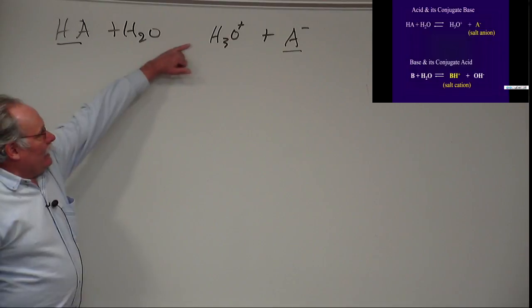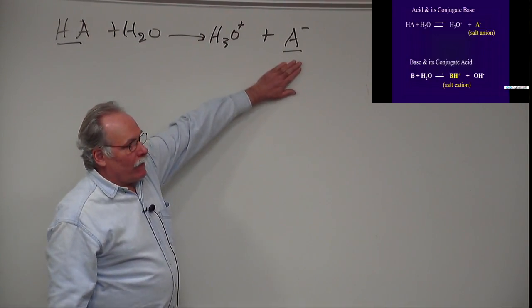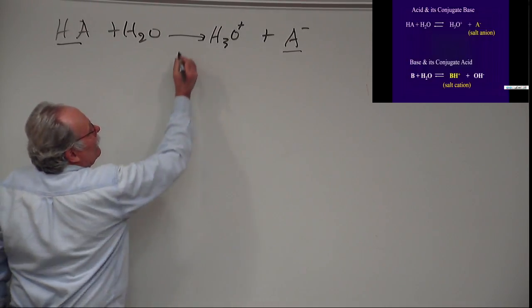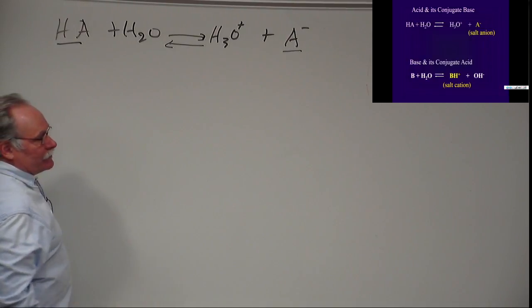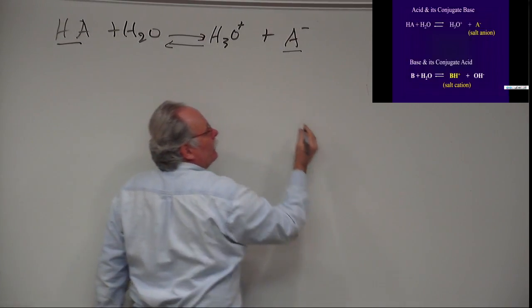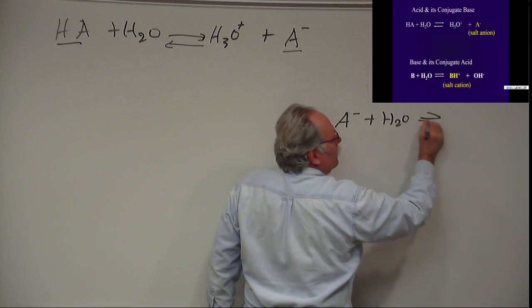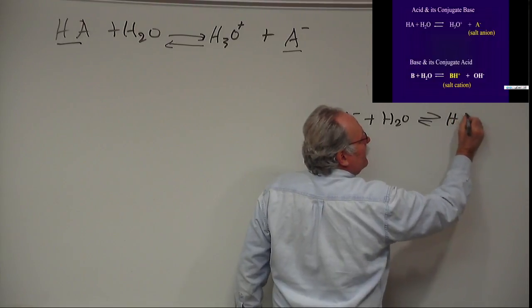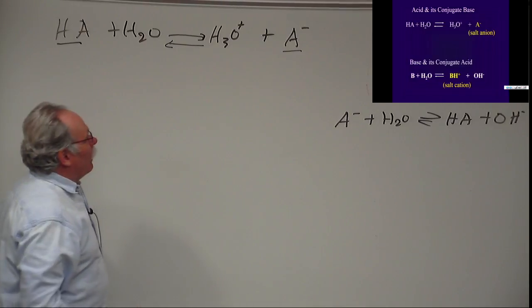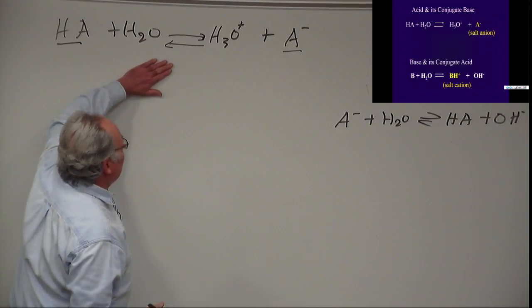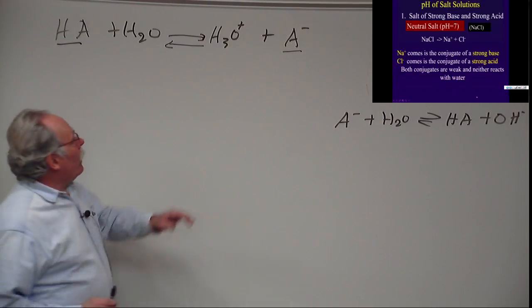If it's a strong acid, the equilibrium goes all the way, and the conjugate base does not interact with water. If it's a weak acid, then there's an equilibrium, and both the acid and its conjugate base coexist. And if it's a weak acid, the A- will react with H2O to form the weak acid plus hydroxide. That is, it pulls a proton off of the water.